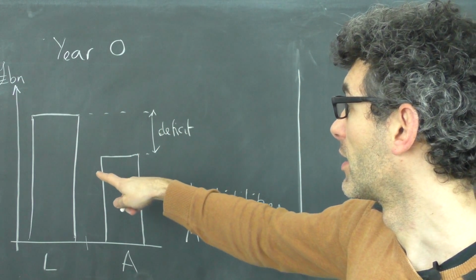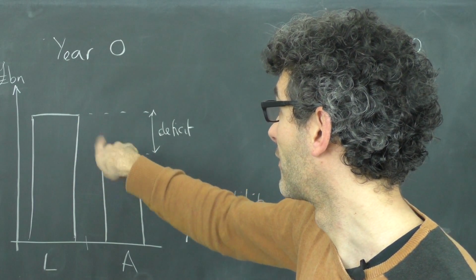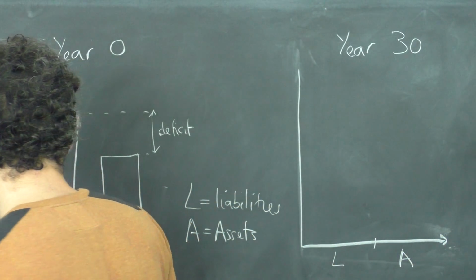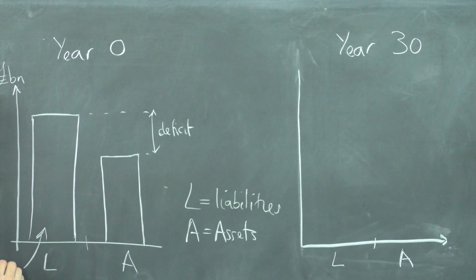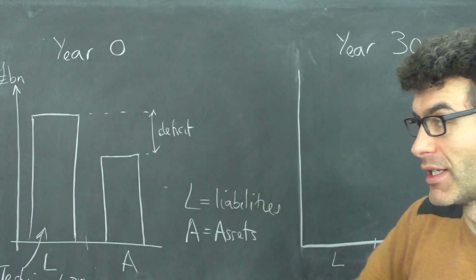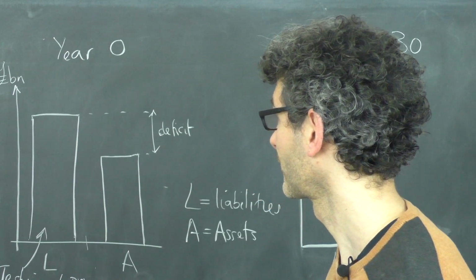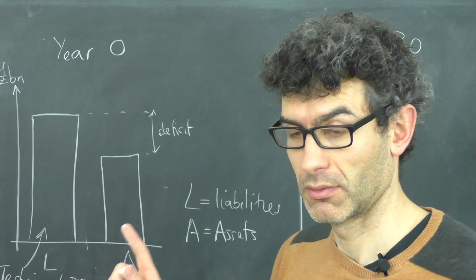Now, there's a name for this graph of liabilities here. This is called the technical provisions for the scheme. Technical provisions. Okay, so this is a prudent estimate of how much your liabilities will cost. Right, now let's leave that for a minute.